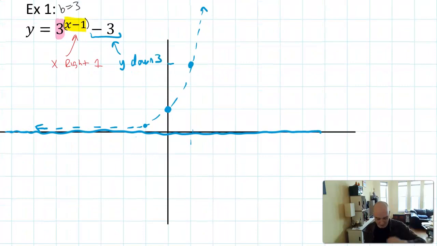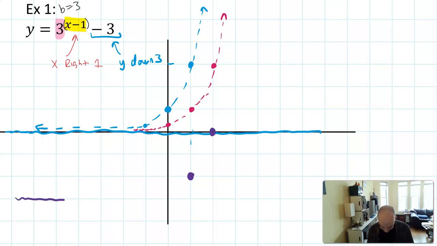Now we'll shift everything to the right by 1. The asymptote does not shift, but the y-intercept will shift 1, and the general shape of the graph will remain the same. Oh, that point's in the wrong spot. That's a little better. Now we're going to shift everything down 3. When we shift down 3, we do shift the points down 3. That point was at 3, so that's going to go to 0. How nice. We also shift the asymptote down 3.